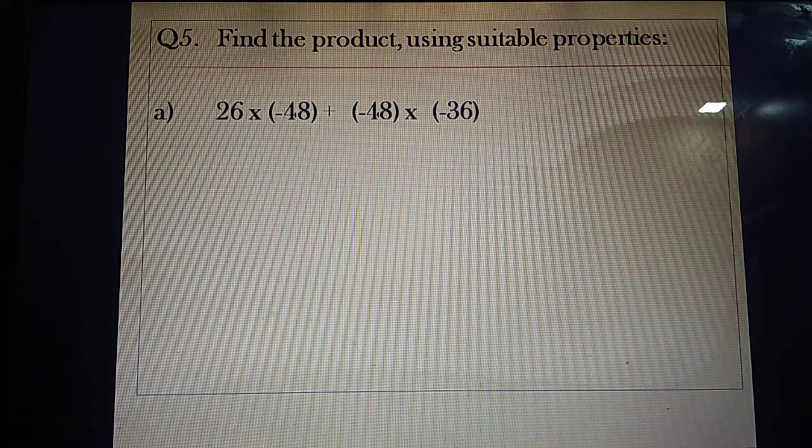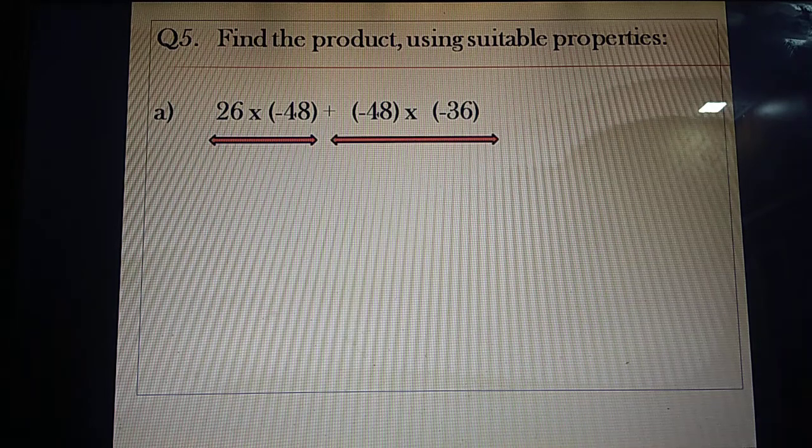So here the first one is 26 into (minus 48) plus (minus 48) into (minus 36). Now first you will see how many terms are there, as we have already covered this topic of terms. So you know the terms are separated with the help of plus and minus signs. So there are basically two terms. This one is your first term and this one is your second term.